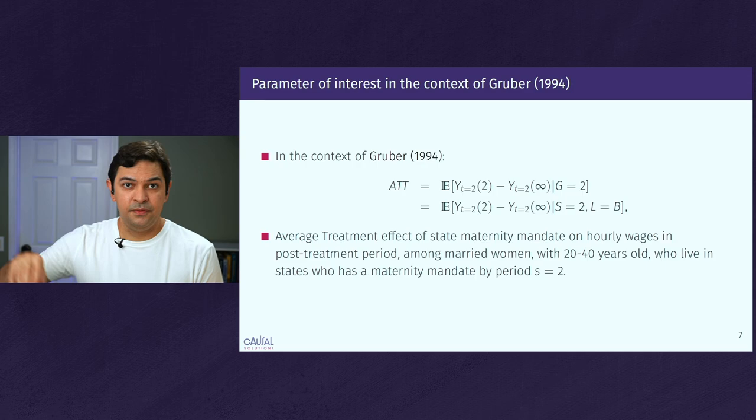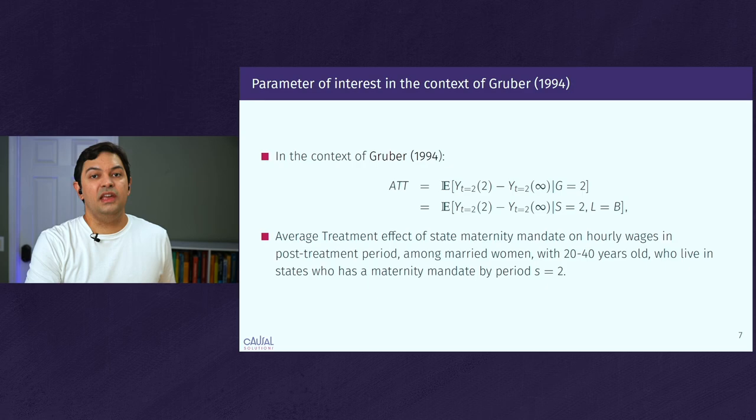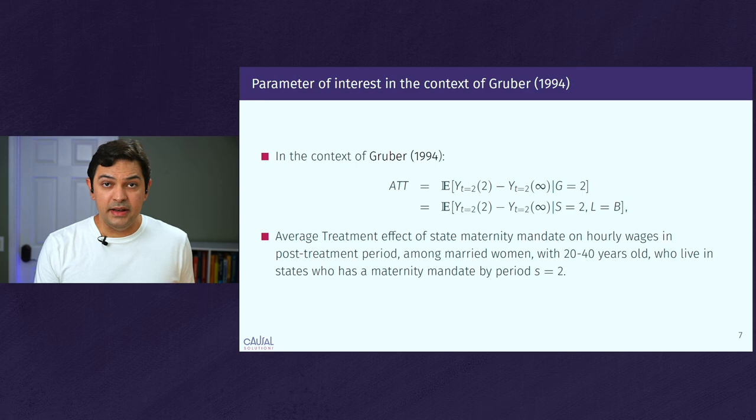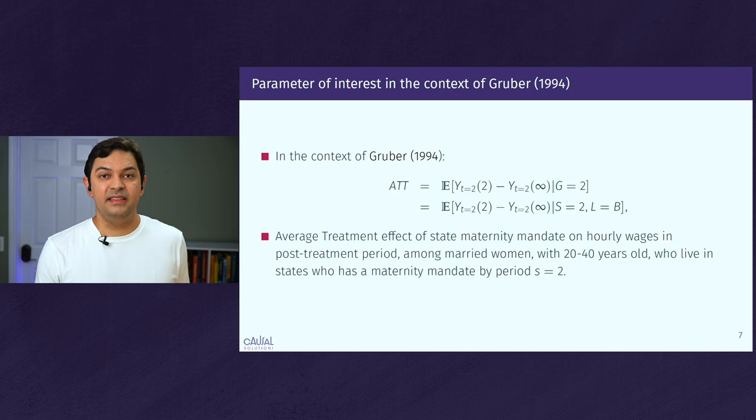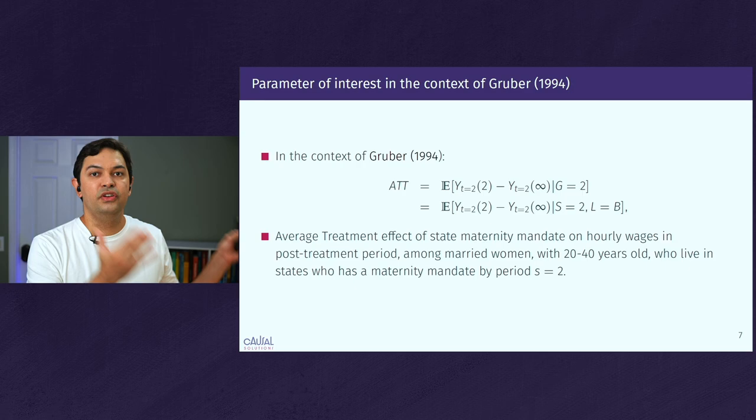So what is the average treatment effect of state maternity mandates on hourly wages after the policy was implemented among married women between 24 and 40 years old, which is L equals B, who happen to live in the states that have the maternity mandate by period 2, so S equals 2? Essentially, I want to know, among married women who live in a treated state, what is the average treatment effect of the state maternity mandate on hourly wage for them? And that's the idea of the ATT in this context.